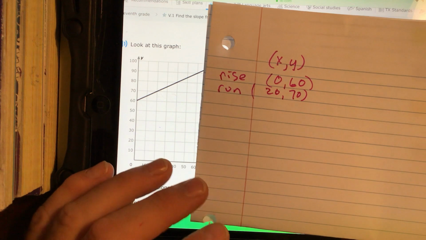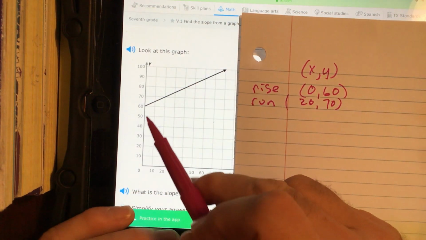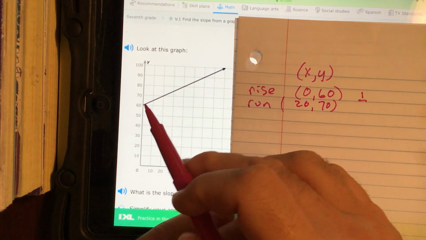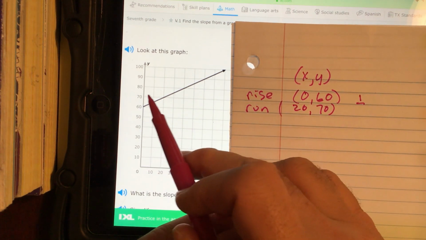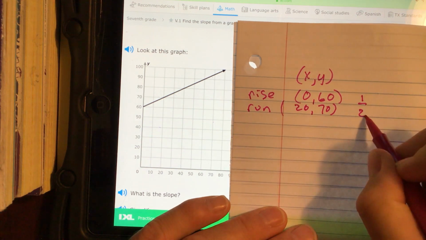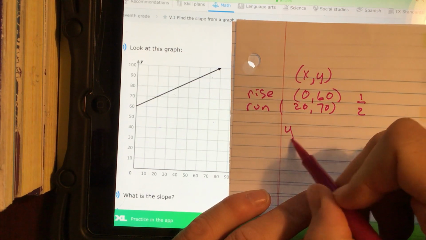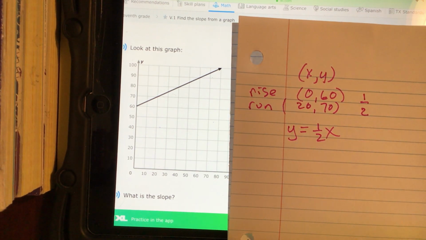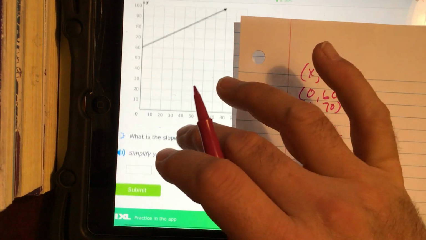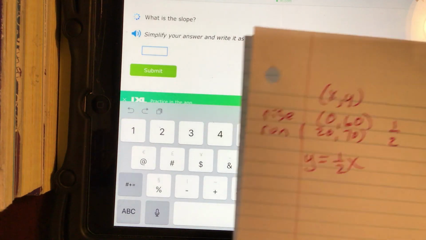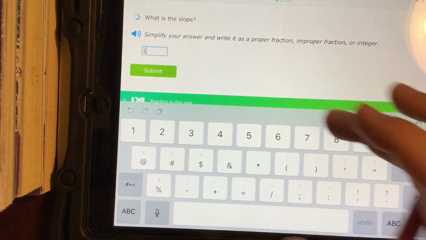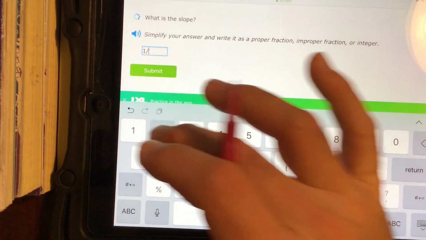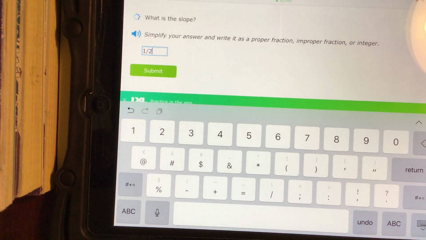Okay, so what is happening? What's the change? Well, from 60 to 70, it's going up 1. And then it's going over 1, 2. So it basically means my solution on this problem should be 1/2 of x. Now they're not asking me for x. I'm just going to write 1/2. And remember, in IXL, I should have the slant. We use that button. Okay, and that will count as our fraction.